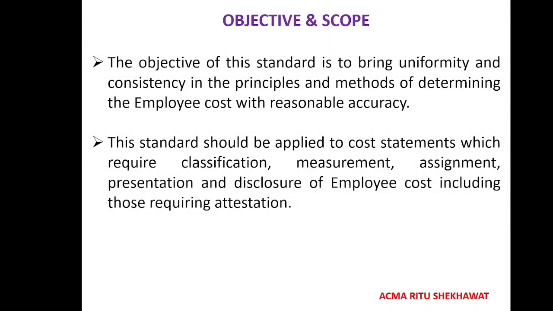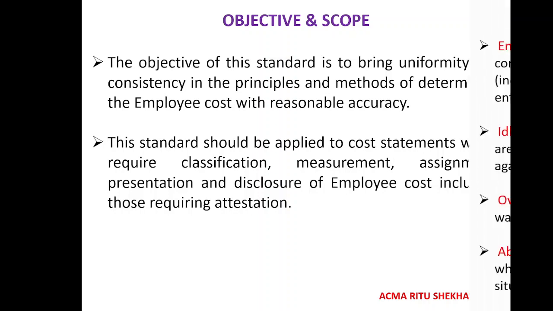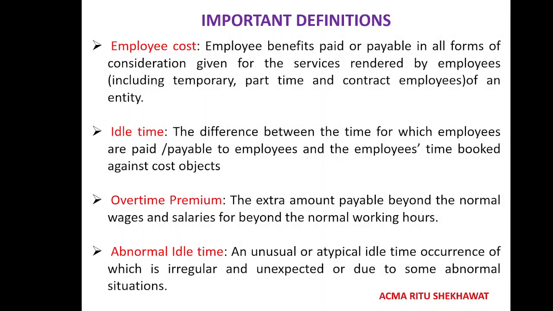So the objectives are the same, the scopes are the same, like bringing uniformity and consistency. They should be applied with reasonable accuracy, including those requiring attestation, to cost statements: classification, measurement, assignment, presentation, and disclosure of employee cost. Here are some important definitions I have picked for you, which define this whole CAS 7. What CAS 7 wants to explain, these definitions will make clear.